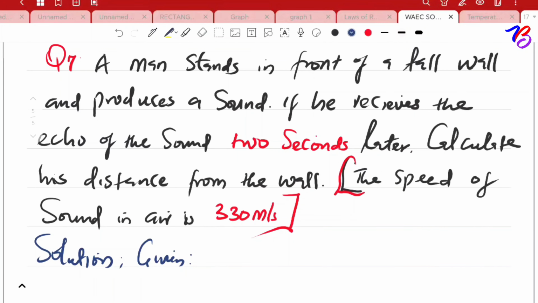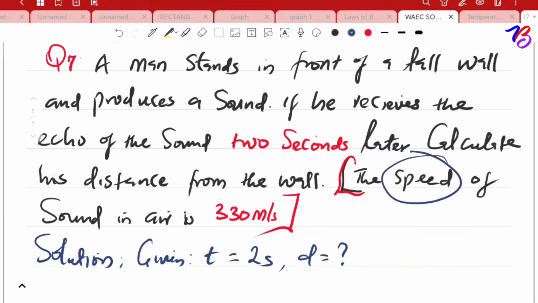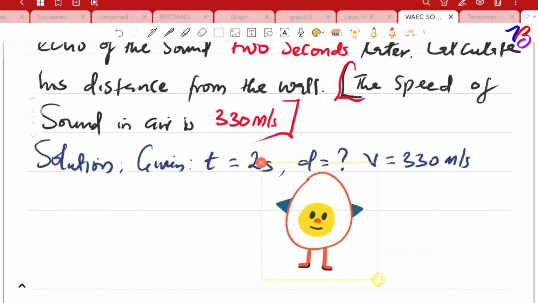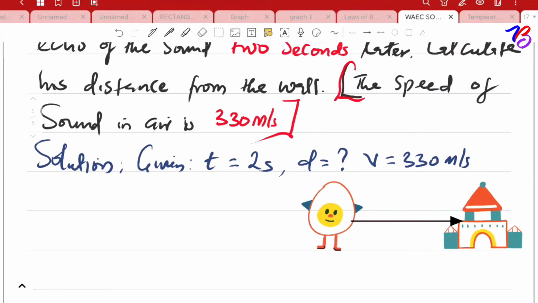Okay, this is an echo under sound problem. So with this, let's extract our data. We have our t equal to 2 seconds. Then what again is given? Calculate the distance, so our d is unknown. Then what again? Our speed is 330 meters per second, so v is equal to 330 meters per second. Are we together? If we depict this using an illustration, the boy, the wall, distance from the boy to the wall, and then from the wall to the boy, you see they are the same.